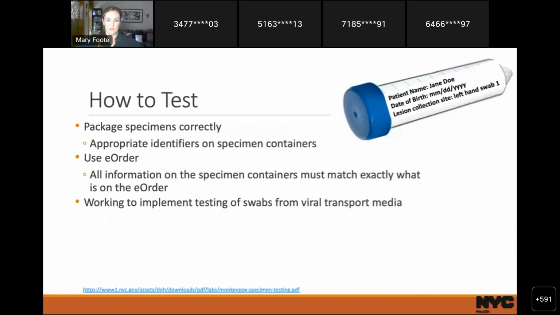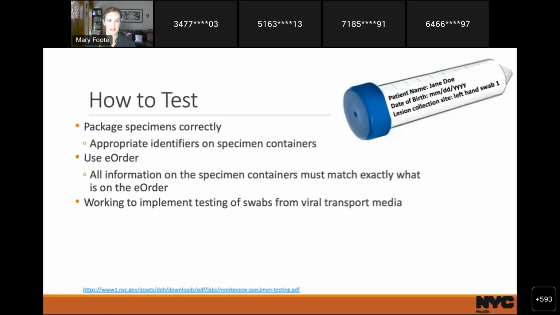And so I just encourage you, these slides will be posted. I encourage you, if you haven't looked at it yet, to take a look at the instructions that we have posted on our public health lab page, just to give you information. It's really important, just for safety reasons for our staff and your staff, to package specimens correctly. It's very important that the specimens are labeled correctly on the containers. We really encourage all of you, if you're not on e-order, to try and get set up on e-order, because that is how the ordering should happen, and that's how results are transmitted back.